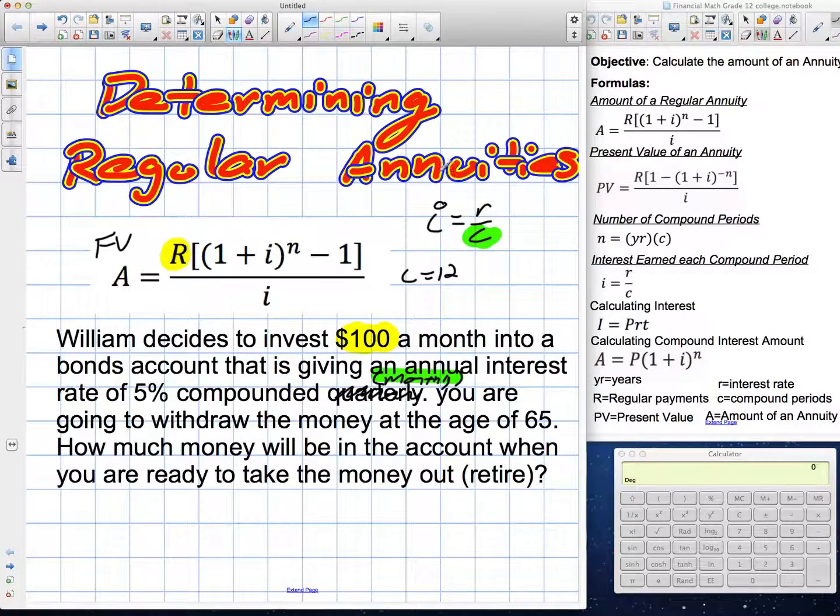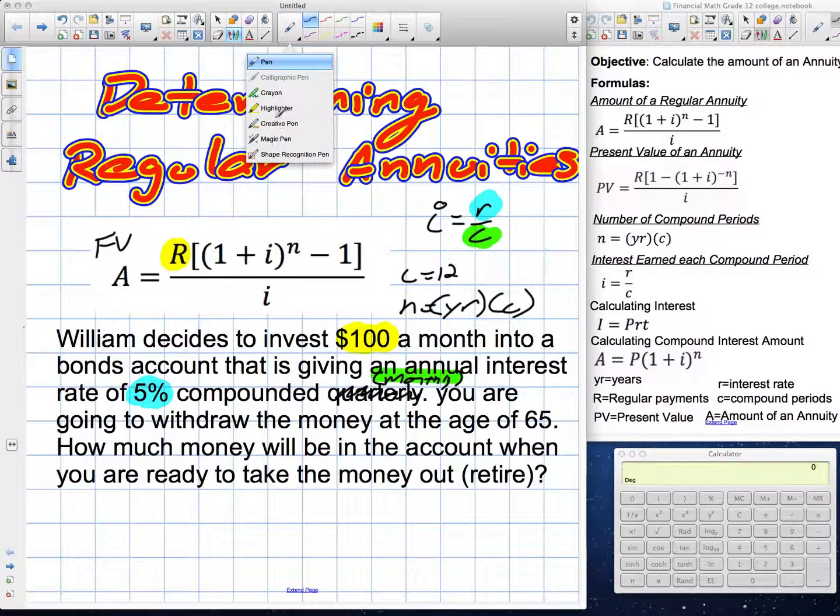Our R, what does R stand for? Our rate. So what is our rate in this one? 0.05. Yeah, in other words, our 5%. That's going to be our rate. And the other major variable, years. We know our compound period is still 12. It's happening every month. YR stands for years. How many years is this occurring for?